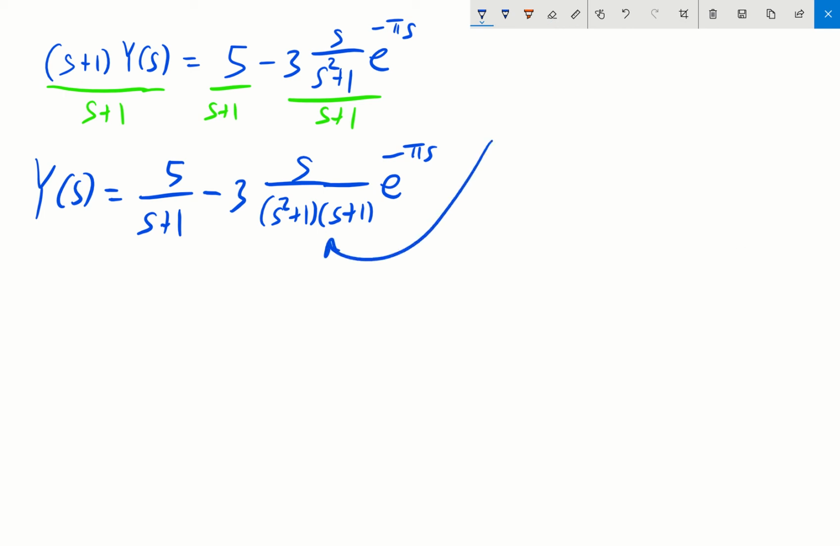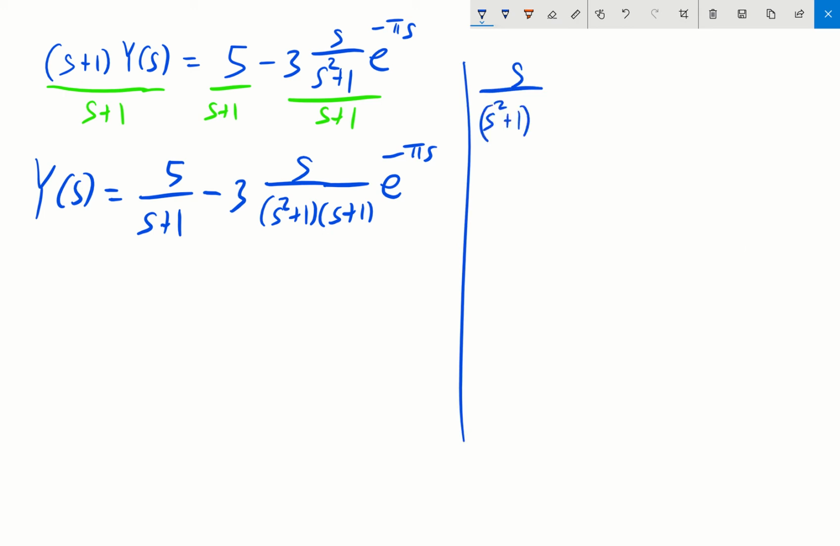But before doing so, we want to apply partial fractions to this rational part that involves s. So we have s over s squared plus 1 times s plus 1. And ultimately, when we write it, we don't want to forget that it's also multiplied by this negative 3 and this e to the negative pi s. But we want to break this apart so we can do the inverse Laplace.